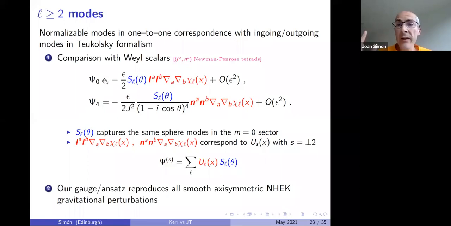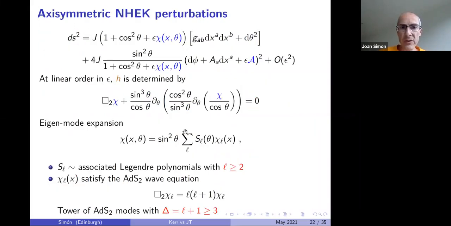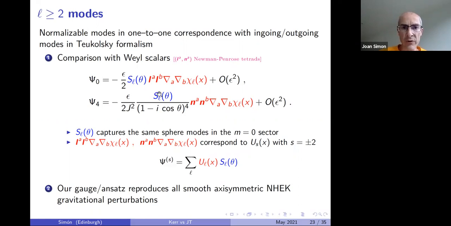The Weyl scalars are diff invariant, so I can compute them in any gauge. If I compute them in the gauge where I perform these calculations here, I obtain this result. I am highlighting the dependence in theta, and the dependence in the AdS2 coordinates. This requires a contraction with the Newman-Penrose tetrads, which I have not introduced, apologies, but this is computable. This is first order in our perturbation, and something very similar occurs for psi4.